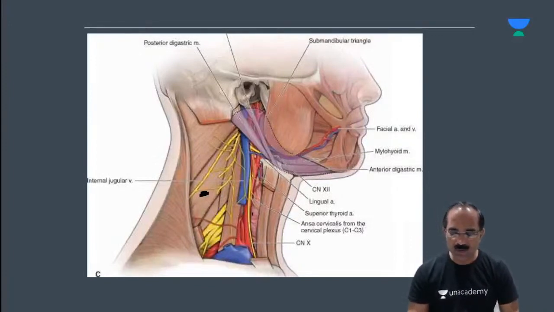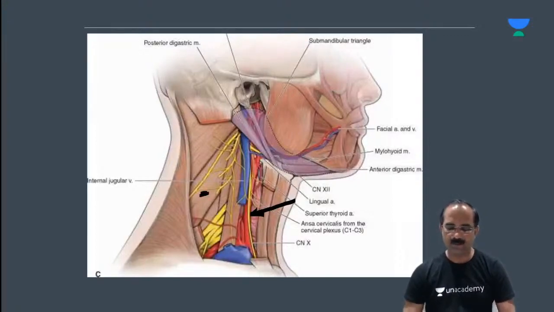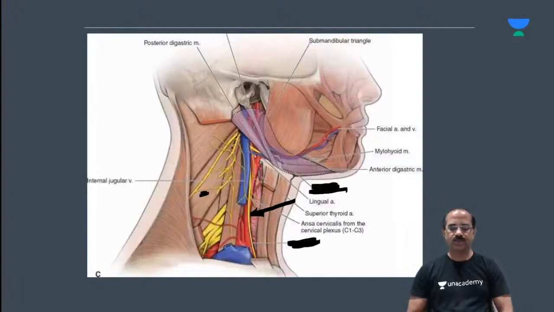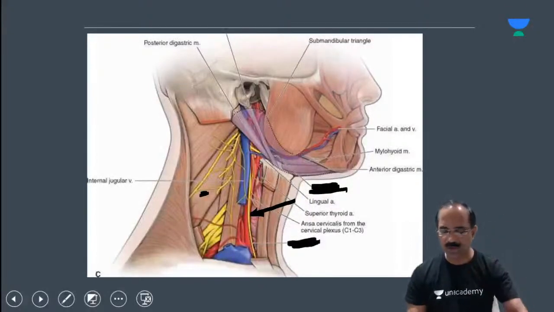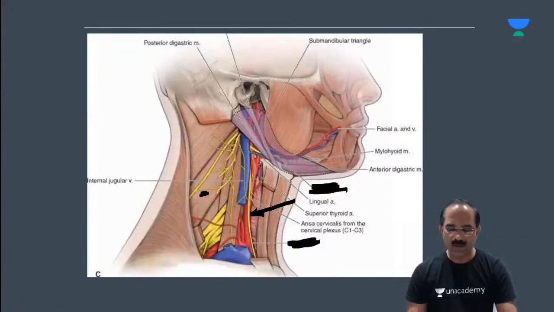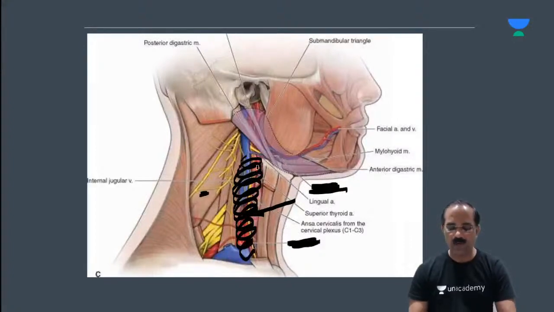Tell me, what is this nerve? Ye kaun hoga? What is that nerve? Anyone? Don't read anything. That's okay. Even if you make it wrong, it's okay. This is the vagus nerve. Vagus nerve, and there'll be a sheath here. Aise ek sheath hoga na, into which all these three structures are enclosed. What is that sheath known as? Carotid sheath.